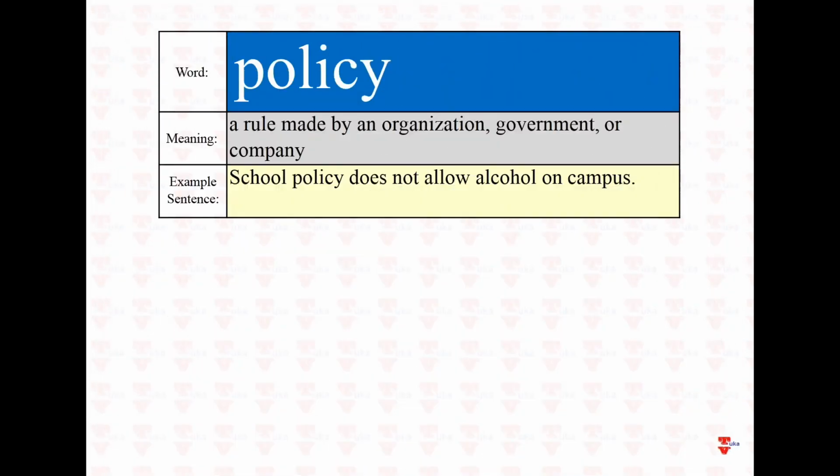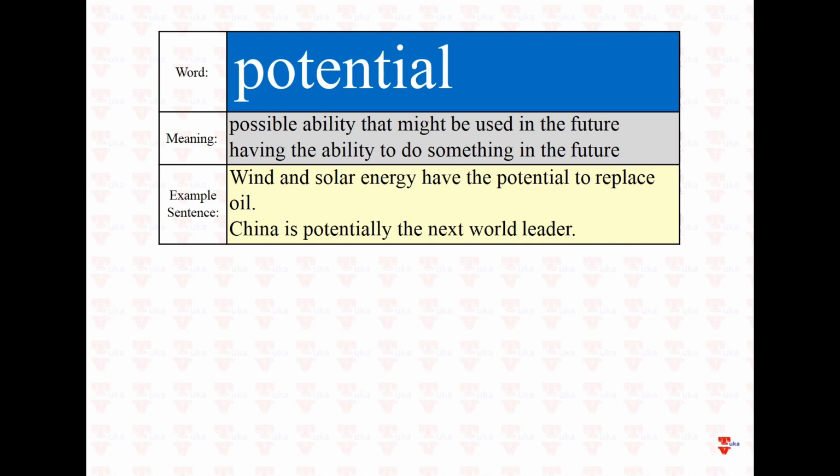Policy. A rule made by an organization, government, or company. School policy does not allow alcohol on campus. Potential. Possible ability that might be used in the future, having the ability to do something in the future. Wind and solar energy have the potential to replace oil. China is potentially the next world leader.